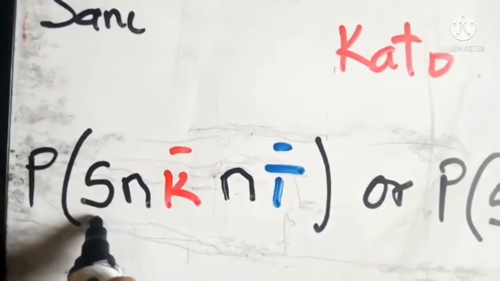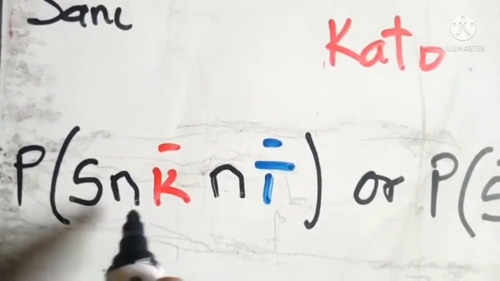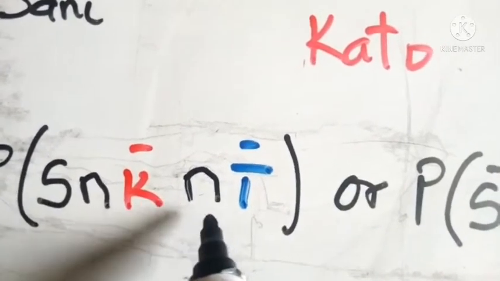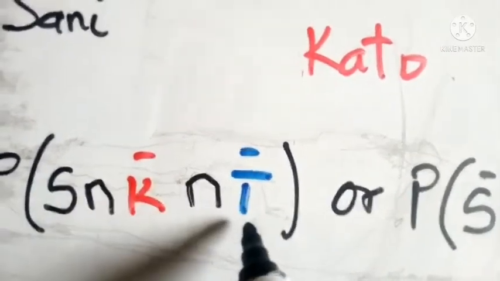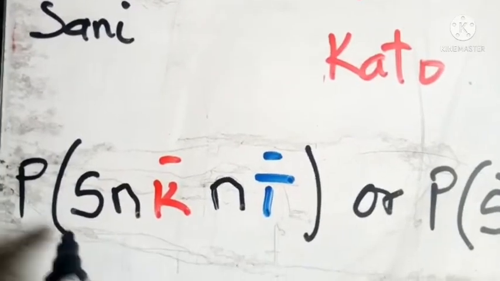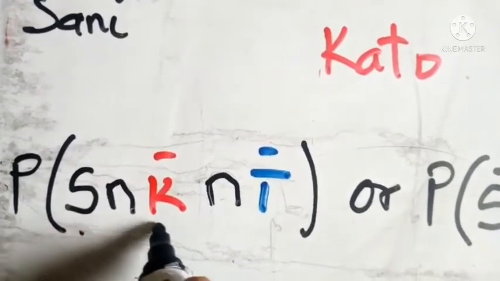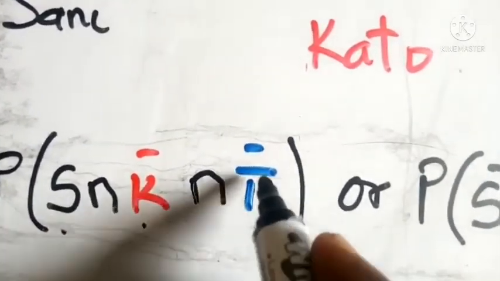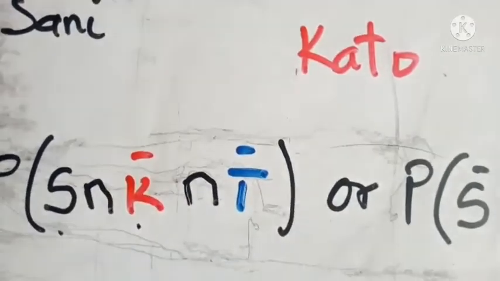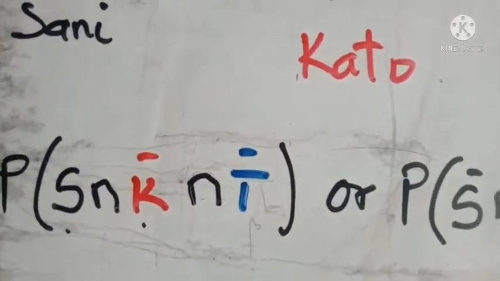So if Sunny hits the target, then Keto will not hit, right? And then Titi will also not hit the target. So this is what it means, right? If Sunny hits, then Keto will not hit, and Titi will also not hit the target. So that is the first option.